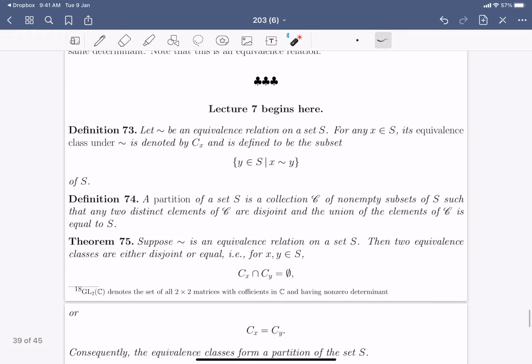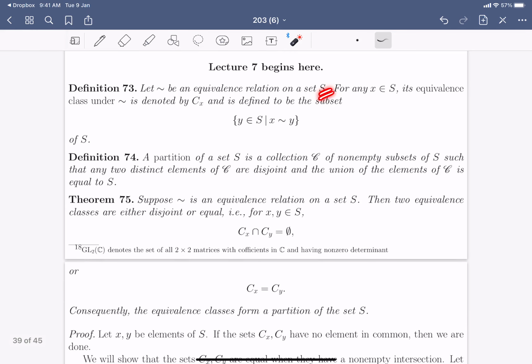Okay, so moving on to today's material. You start with an equivalence relation on a set S. Okay, and if you have an element X, then you collect all elements of S such that X is related to Y. Okay, so you may ask why we are looking at those Y such that X is related to Y.